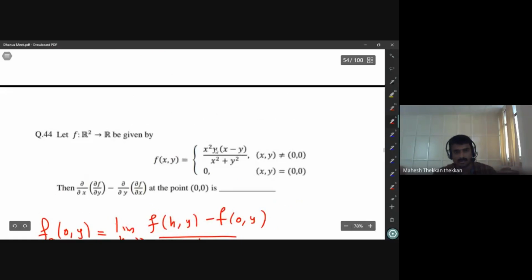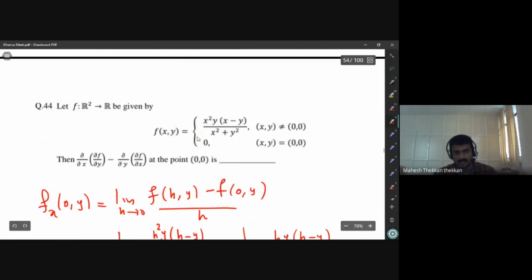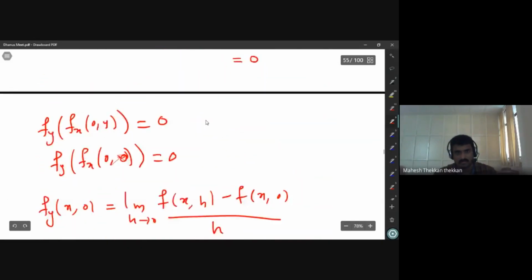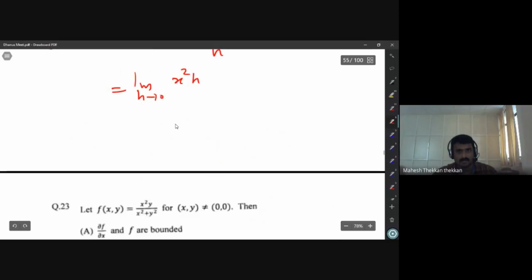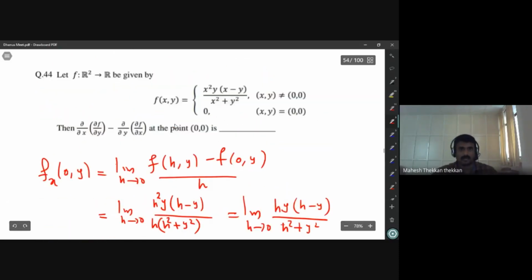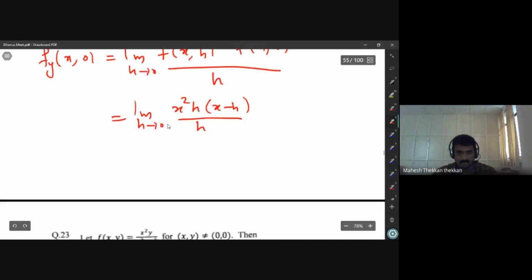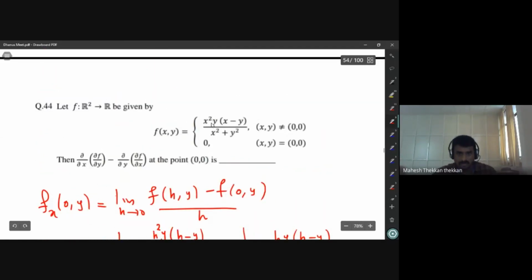Again in the numerator the y term is there. So y is 0 here, so that term will go. Now f(x,h) you have to look at. So here x squared will come. This will be the limit as h tends to 0 of [x squared times (x minus h) divided by (x squared plus h squared)] whole divided by h. What I did is I just substituted x comma h, y is h.